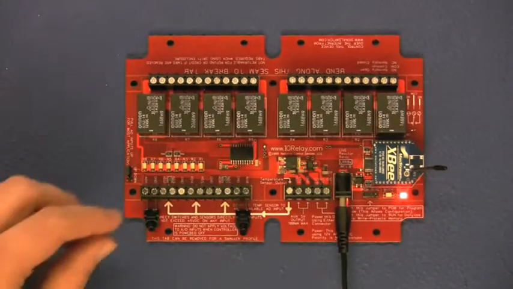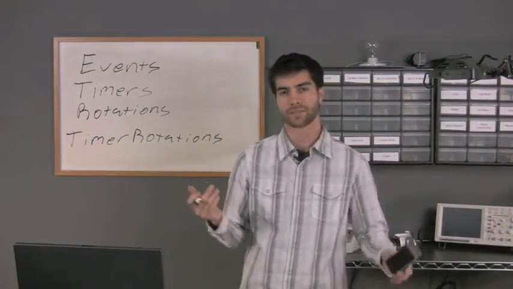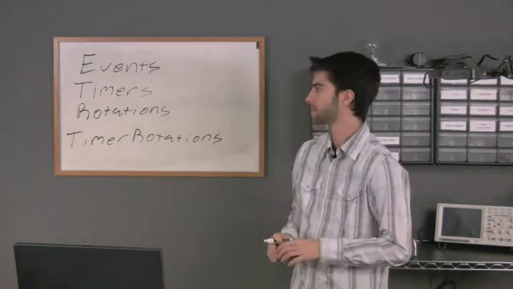Here we'll show you a timer rotation. You'll see when the button is pushed, the timer rotation starts. It runs through the rotation until the timer runs out, and then all the relays go off. This is the end of the timer rotation. Alright, so that's pretty much all there is to that.